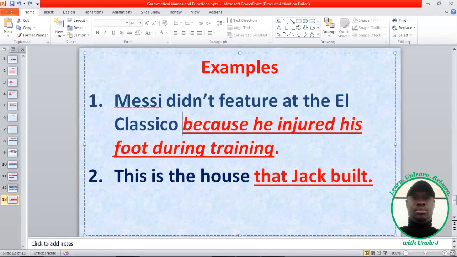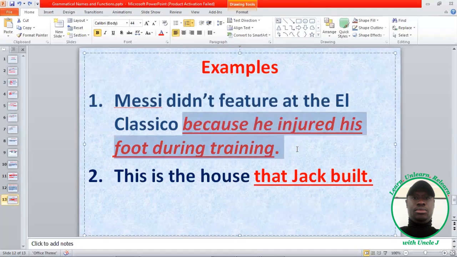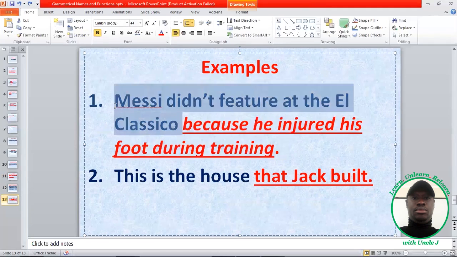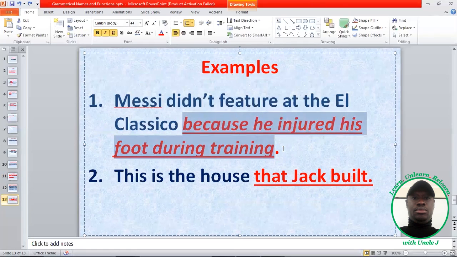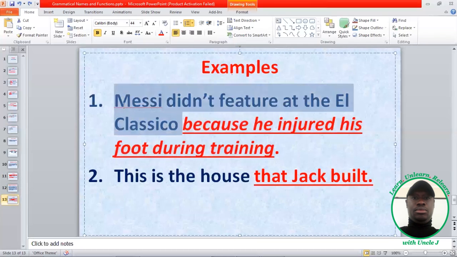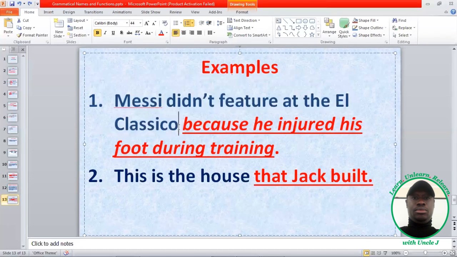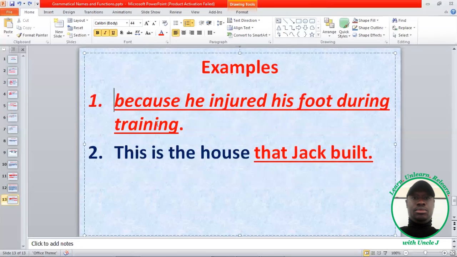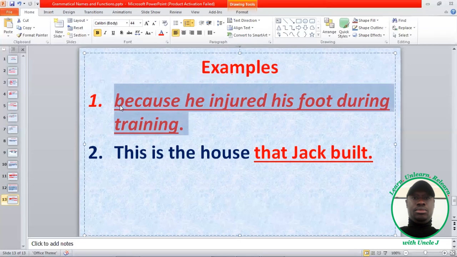Now let's go back. "Because he injured his foot during training." This part of the sentence is dependent on this other part to make complete sense. So it simply means this part of the sentence in red is dependent on the part of the sentence in blue to make complete sense. For example, if I remove this, "because he injured his foot during training," it doesn't make sense. This group of words needs to rely on another group of words to make complete sense. What happened, you don't know. But what you know is that he injured his foot during the training. Why? You don't know.